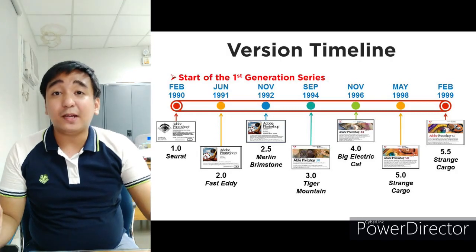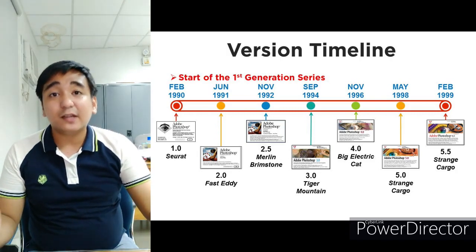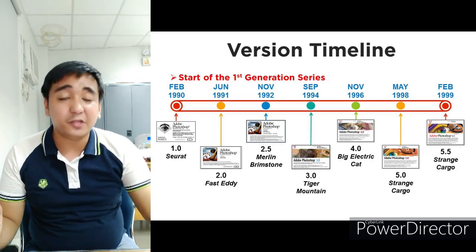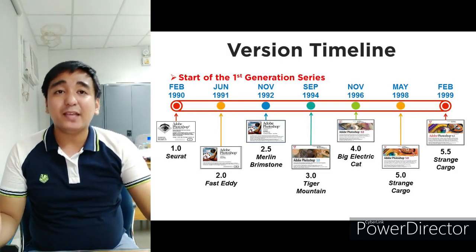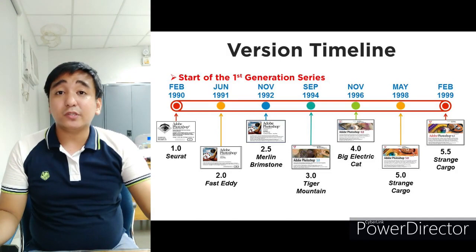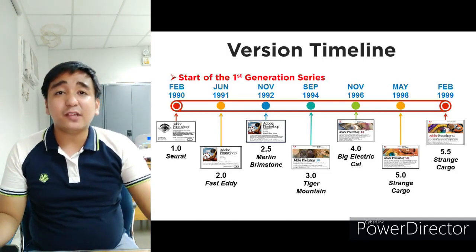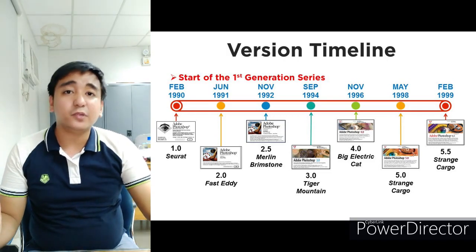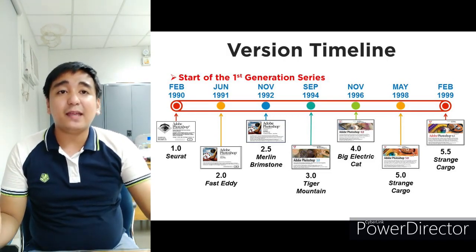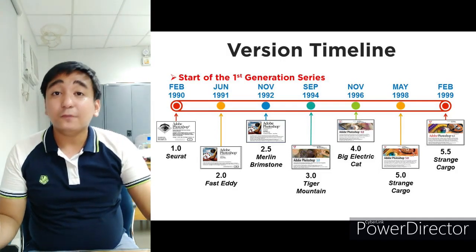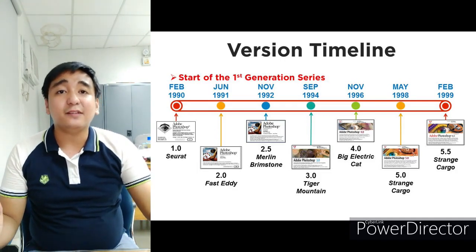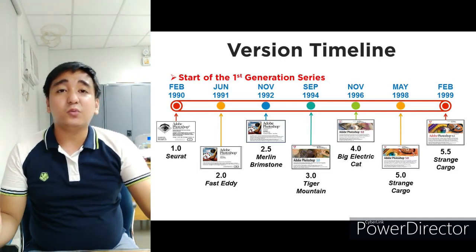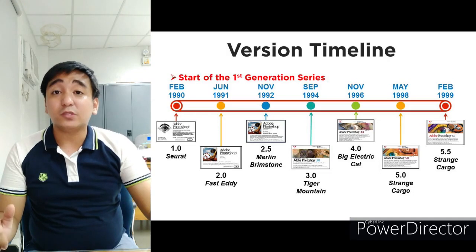Photoshop 3.0 is followed by Photoshop 4.0, released in the same month but of a different year, November 1996. It has its own unique code name of Big Electric Cat. Its features have adjustment layers and macros, which were introduced in this version. They were designed with an interface similar to other Adobe products. Followed by Photoshop 5.0, which was released in May 1998. It has a code name of Strange Cargo. It has the same code name as Photoshop 5.5.